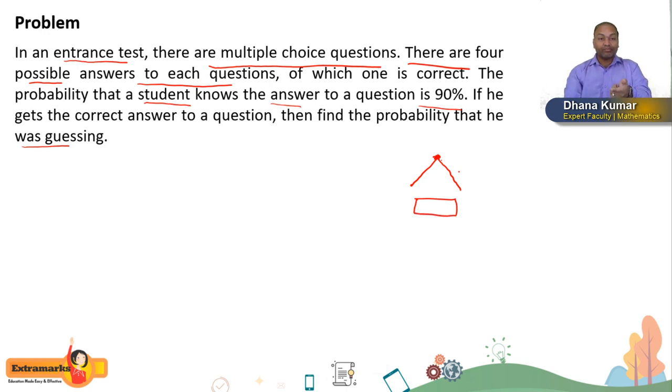Now observe this one. If he gets the correct answer to a question, find the probability that he was guessing. Reverse. Correct or not? First we are coming from here to here and then here. Now after that, here reverse. So at that time you apply which concept? Bayes theorem. Inverse probability, one more name. Bayes theorem concept. I think even from the board exam point of view, Bayes theorem models are very, very important. In probability, the main important question is what? Bayes theorem concept. Right.